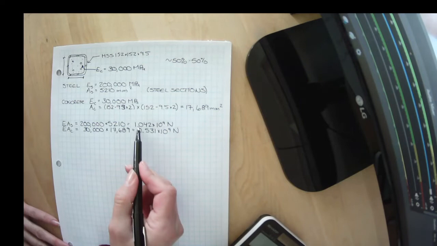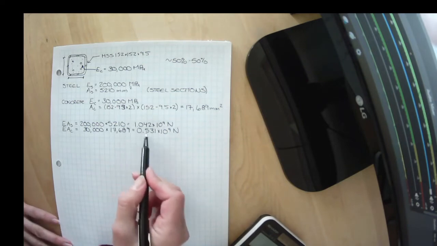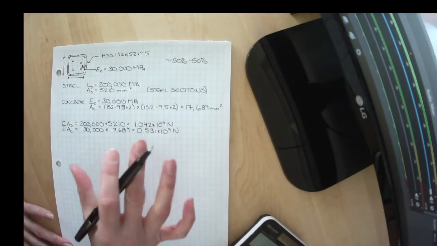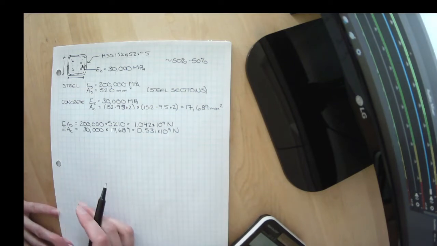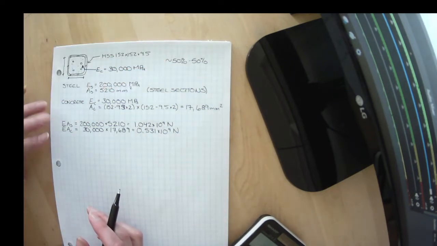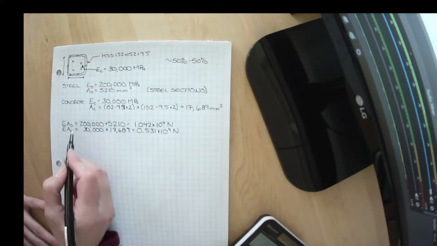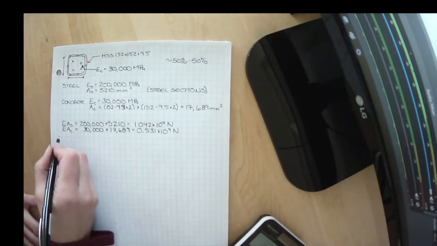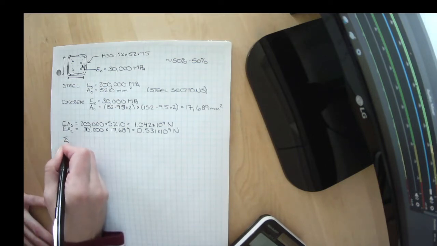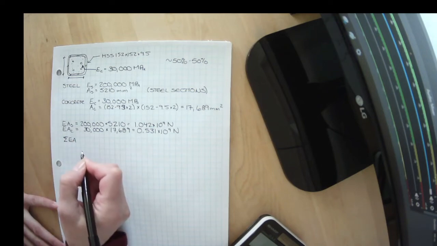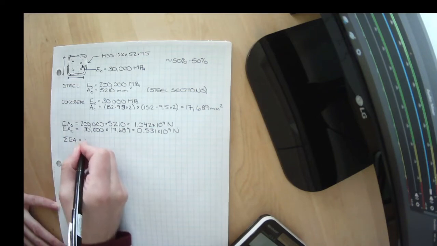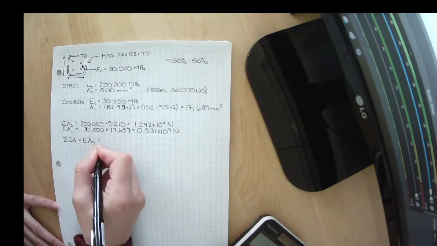So it looks like the combined stiffness of the steel is quite a bit more than the combined stiffness of the concrete. Anyone starting to make a revised guess about which one you think is going to take more load now? Now we know that the total load for each material is dependent on the total stiffness of the system. So we also want the sum of the EA, or the total EA of the system, which is going to be EAS.